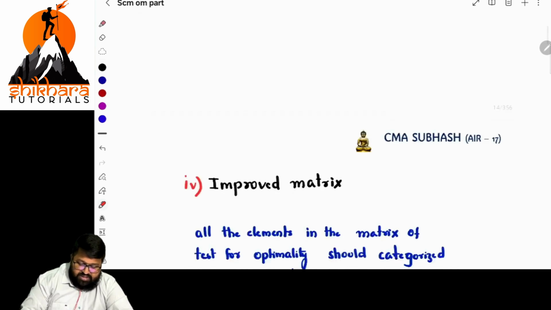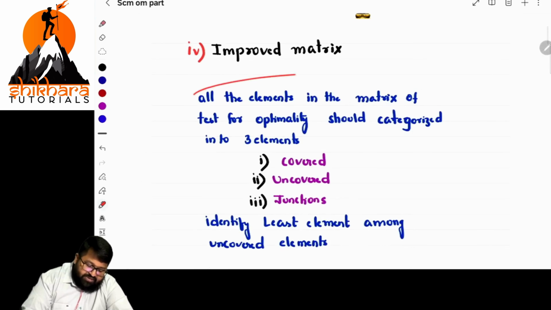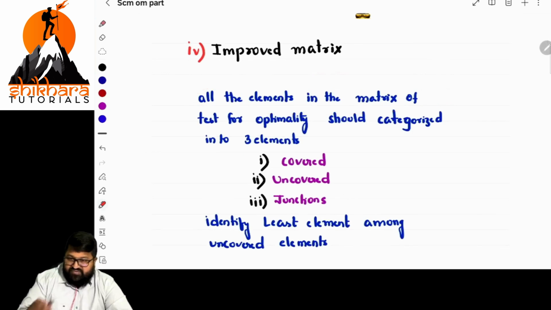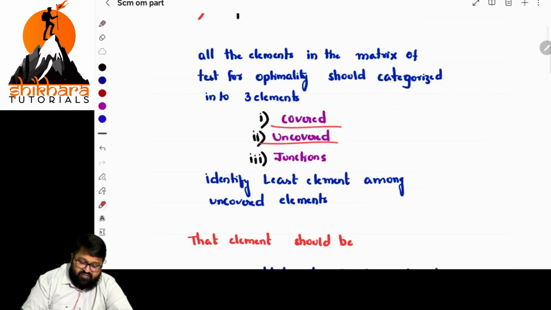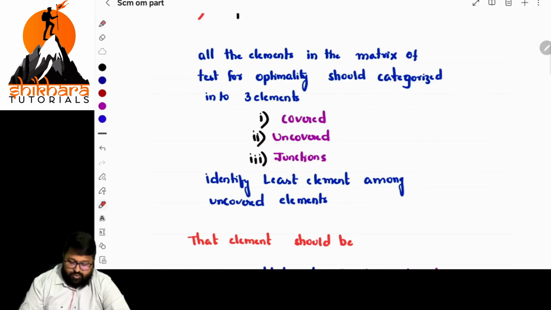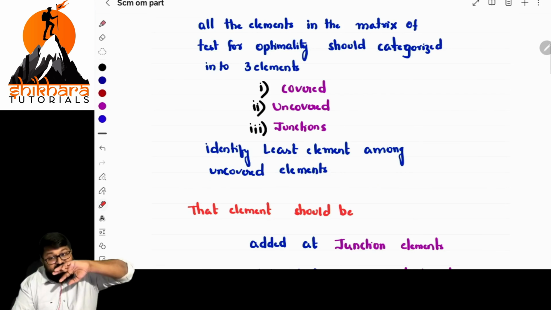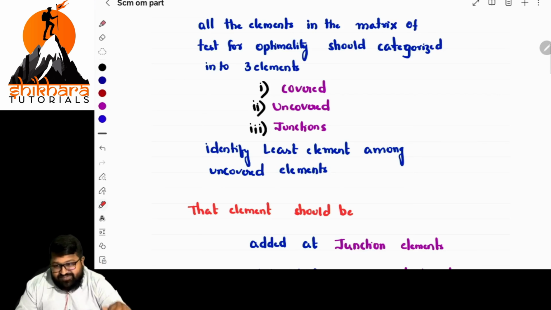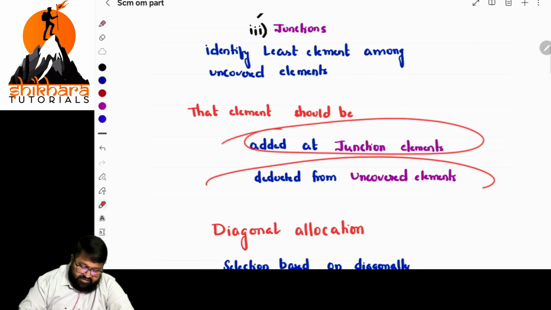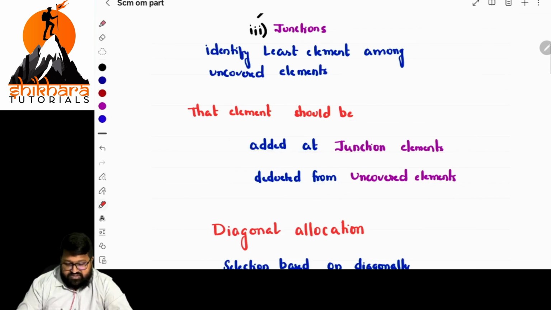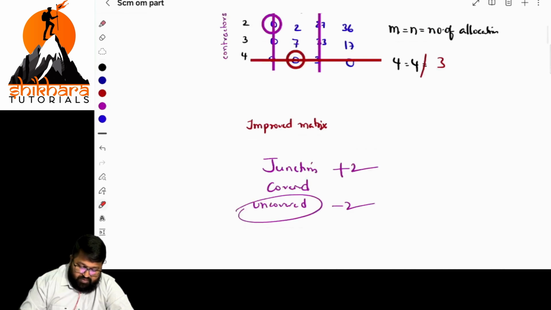If it is clear, the same part is mentioned in the theory also. What is improved matrix? All the elements in the matrix of the test for optimality should be categorized into 3 types: covered, uncovered, and junctions. I just changed the order. Next, identify the least element from among the uncovered elements. If the least element is identified, then add at junctions, deduct at uncovered, and for covered, nothing is required. Is it fine? Shall we do that part now? Okay, so we shall do that part once.